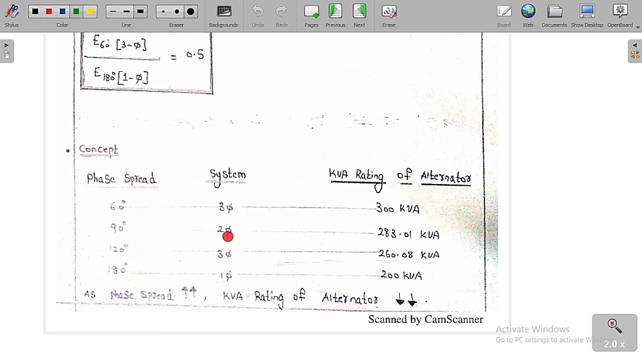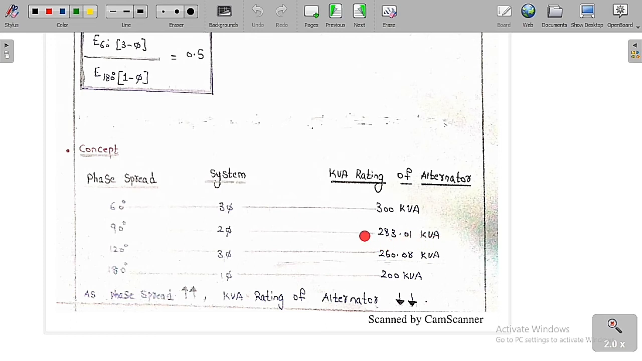I have already told the important relation: the kVA rating of a three-phase system for 60-degree phase spread, divided by the kVA rating of a two-phase system for 90 degree, is equal to 1.06. So if you divide this value by 1.06, we are going to get 283.01.